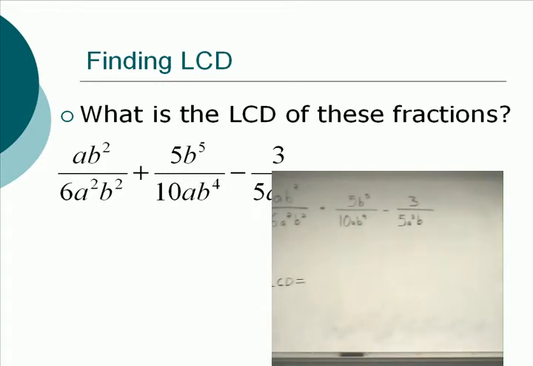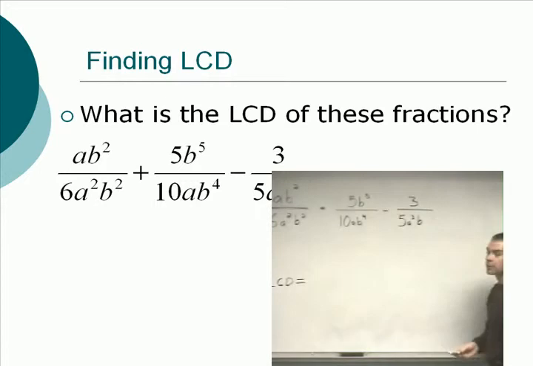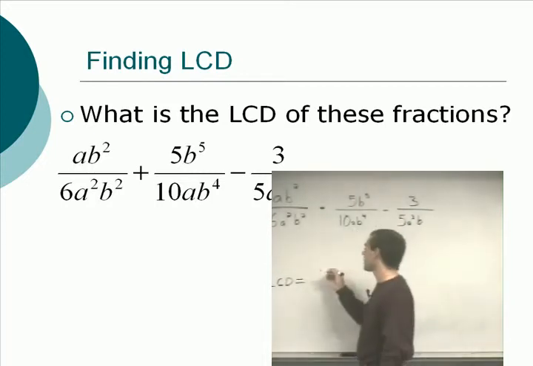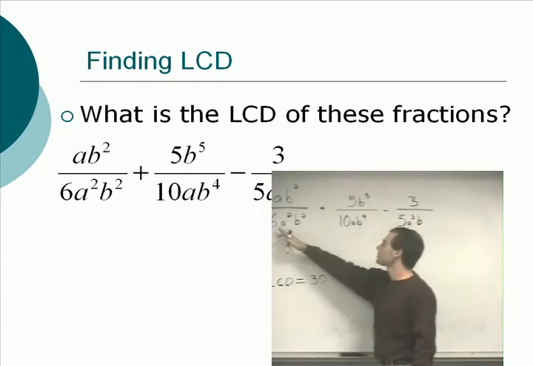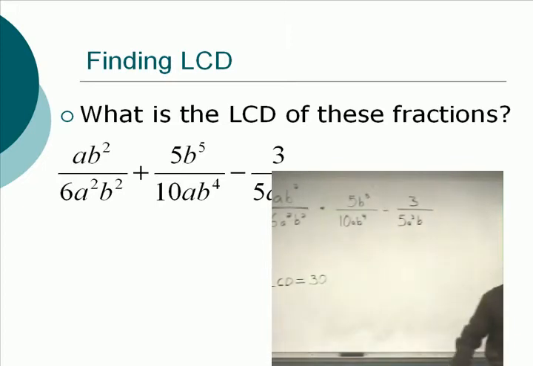Well, let's look at our LCD. Basically, everything is already factored, right? Whenever you've got one term, there's really not much factoring to do. So we have to look at the numeric part, 6, 10, and 5. What is the lowest common denominator for the 6, the 10, and the 5? 30. So our LCD has got to be 30. Again, it's got to be sized such that the 6, the 10, and the 5 will all go into it by multiplying it by some integer, and they all do.